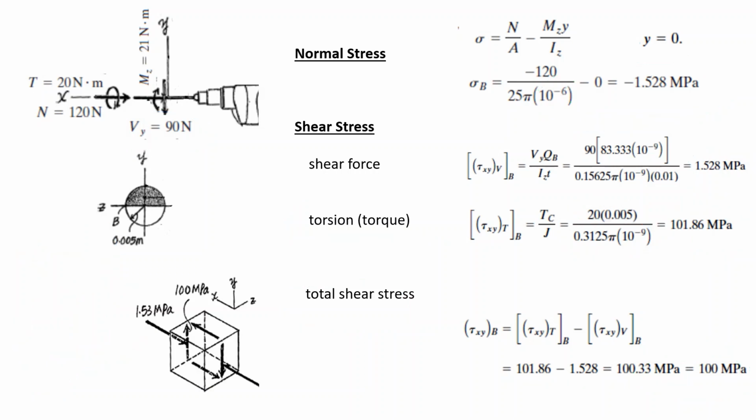You can show this on a volume element. So your sigma is compression, minus 1.53, and your tau is 100 megapascals.